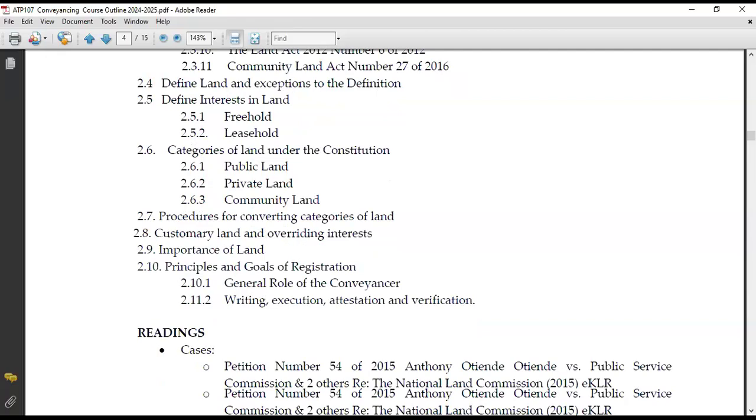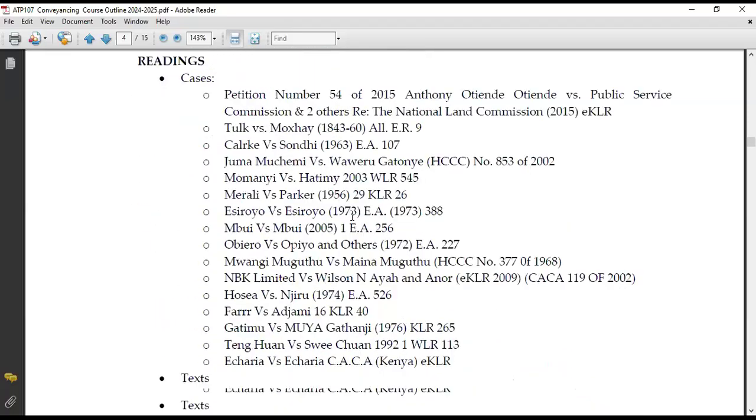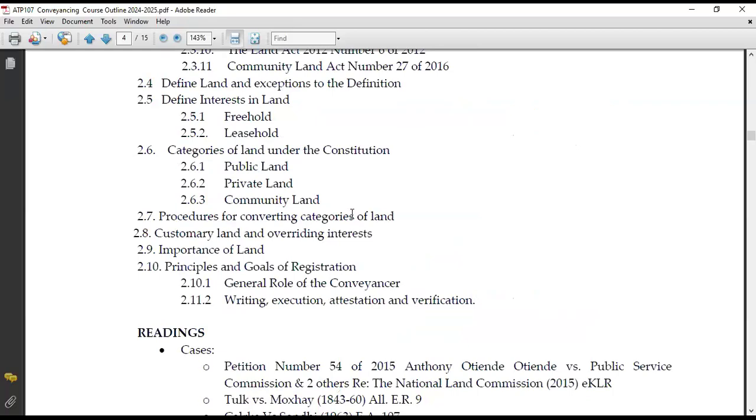Yes. Procedures of converting categories of land. I told you the 3 categories which have not been tested. Yes, I know you wrote. I don't need to repeat. Customary land and overriding interest. That area has not been tested. Never. Look at that. So if you see a question, we talked about overriding interest. I don't need to repeat on section 28 of the Land Registration Act.